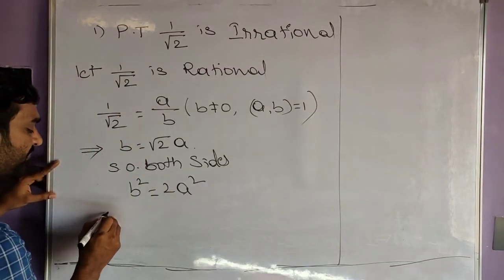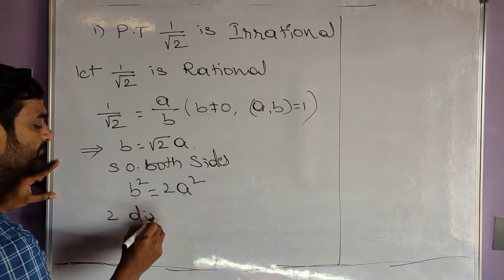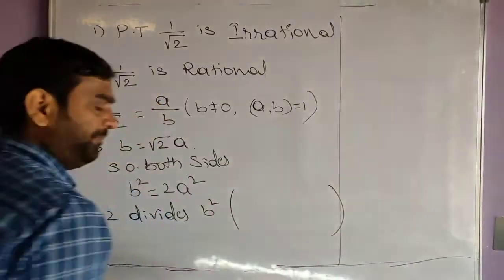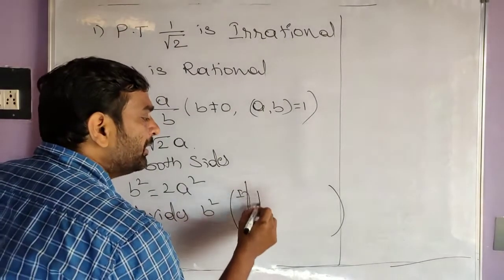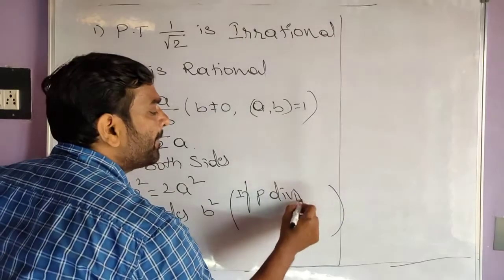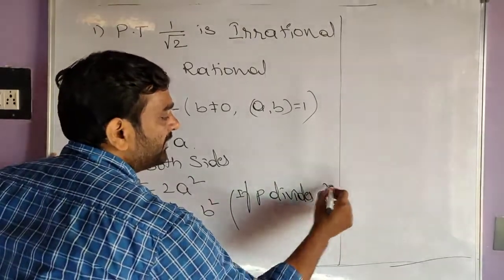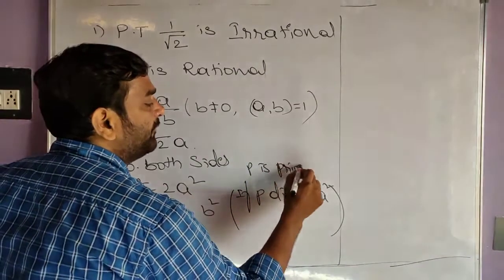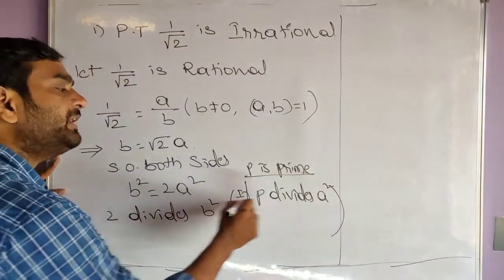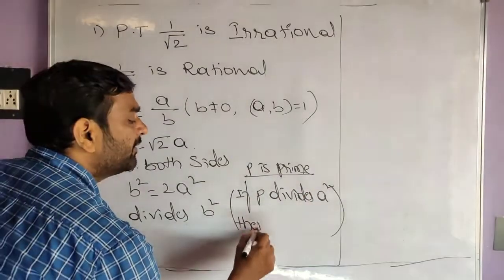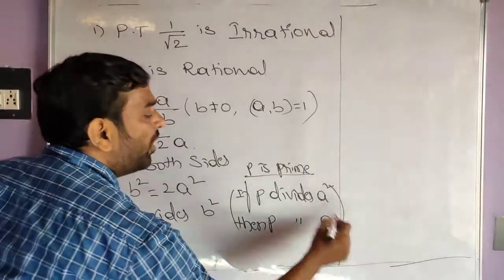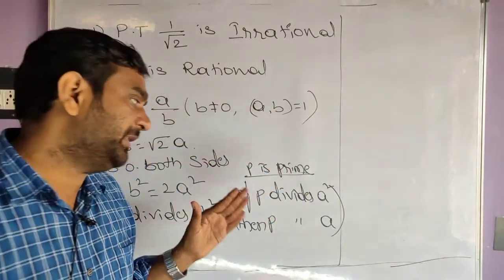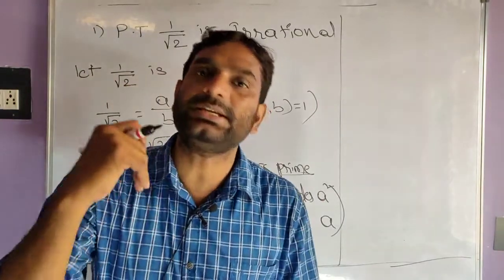So you can write here, 2 divides b square. We have one theorem: if p is a prime number and if p divides a square, then p divides a also.